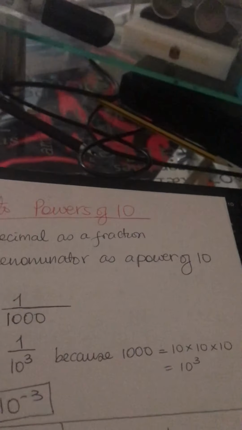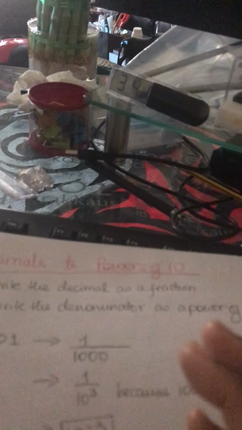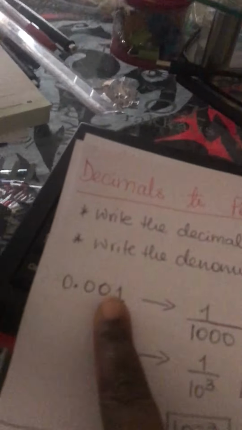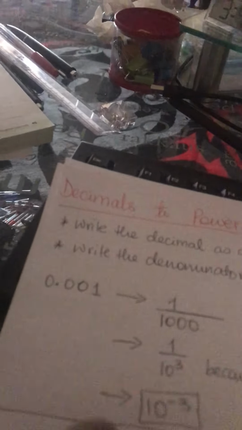Alright, so this is part 4 of the lesson. Now you have decimals to powers of 10. You will be given a decimal that has zeros and 1. Okay? The decimal starts with 0. If the decimal starts with 0, it means it's between 0 and 1 on the number line. So we are looking at all decimals that start with 0, between 0 and 1, but they have a unit 1 in the decimal, okay?